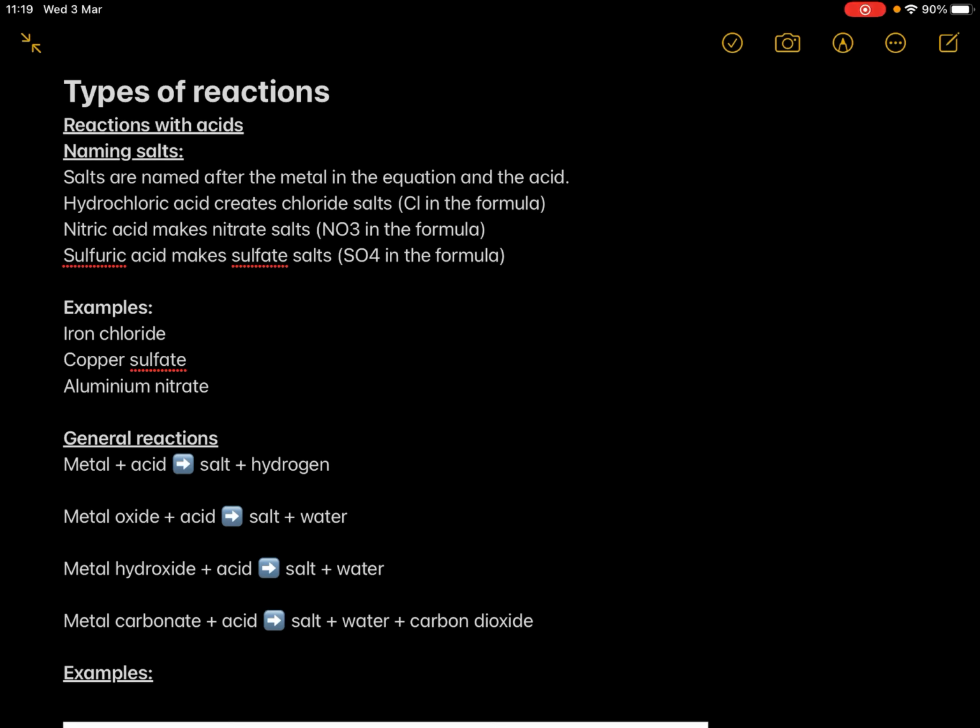So here I've given 3 examples of some salts. Iron chloride, which will be made of iron and hydrochloric acid when they react together. Copper sulfate, which is completely made from copper reacting with sulfuric acid. And aluminium nitrate, which is made from aluminium clearly reacting with nitric acid.